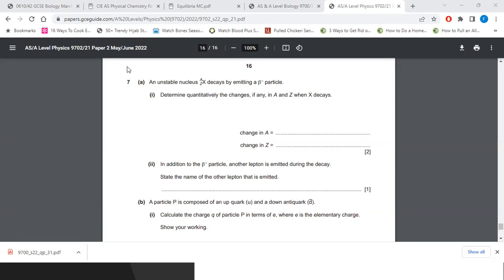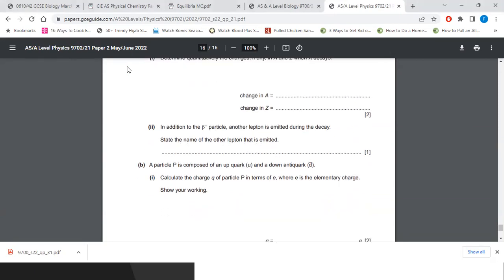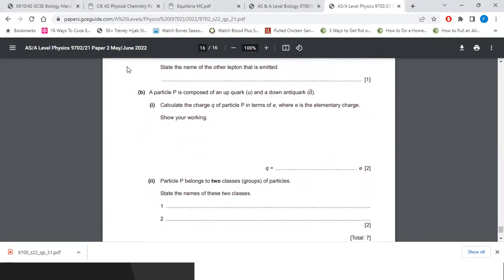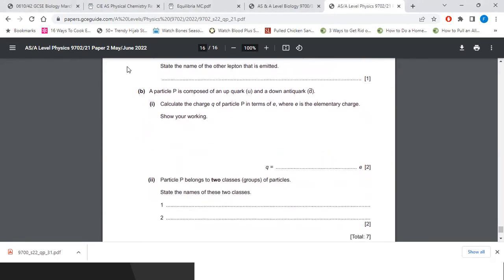In beta plus decay, you are gaining an electron, right? So you are always going to do 1 minus. In beta minus decay, you're losing the electron. So you will add a proton number to it. In addition to the beta minus particle, another lepton is emitted. State the name of the other lepton that is emitted.